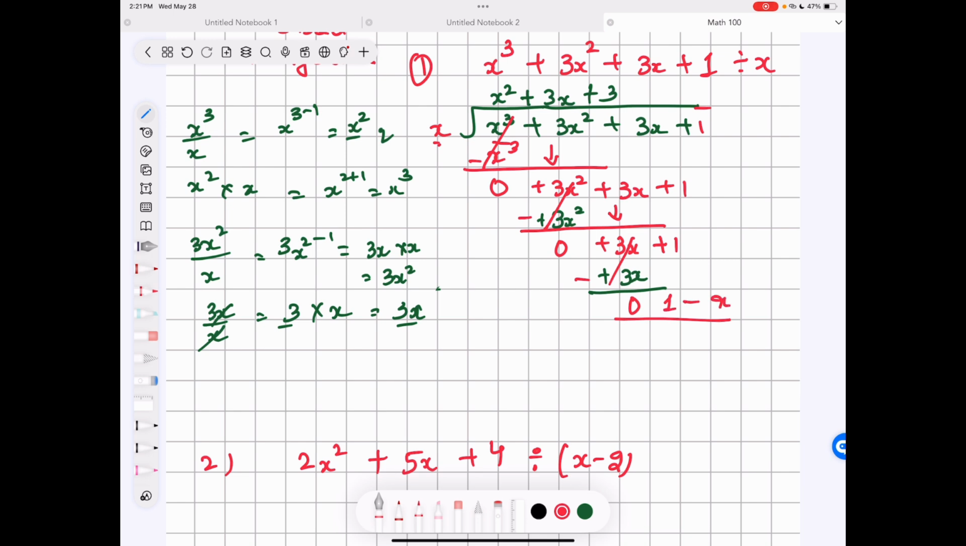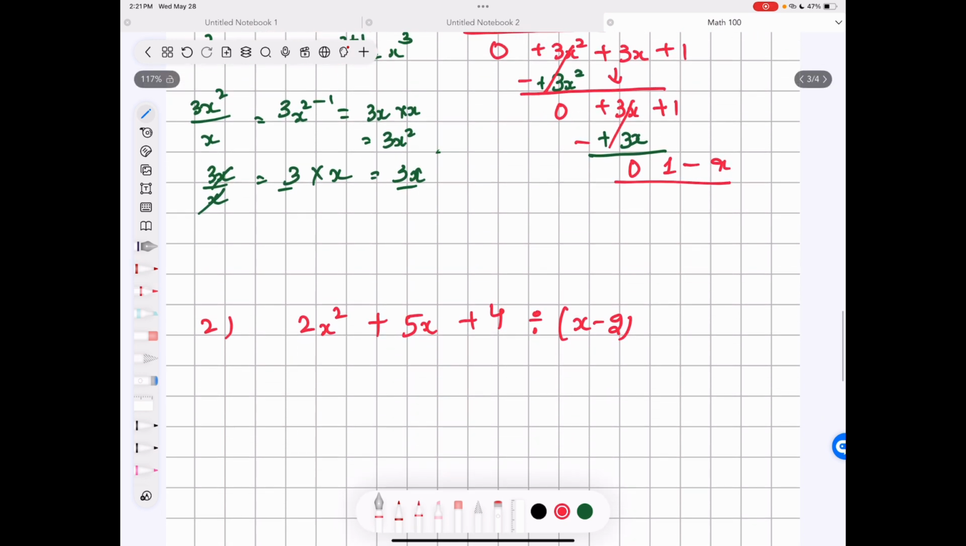We cannot simplify it more because we have x as a variable. We don't have a number term that can be subtracted from 1 to give us a 0. So this would be our quotient. This would be our remainder.